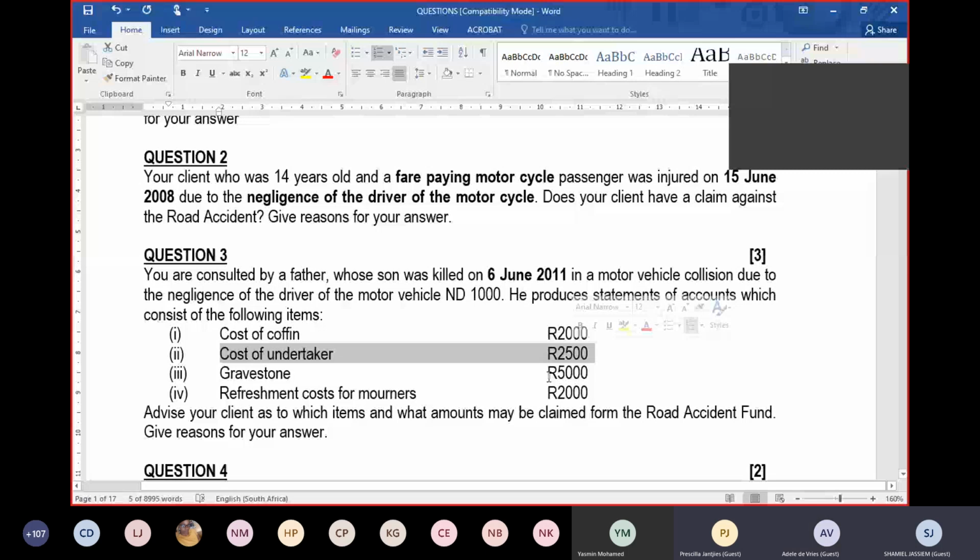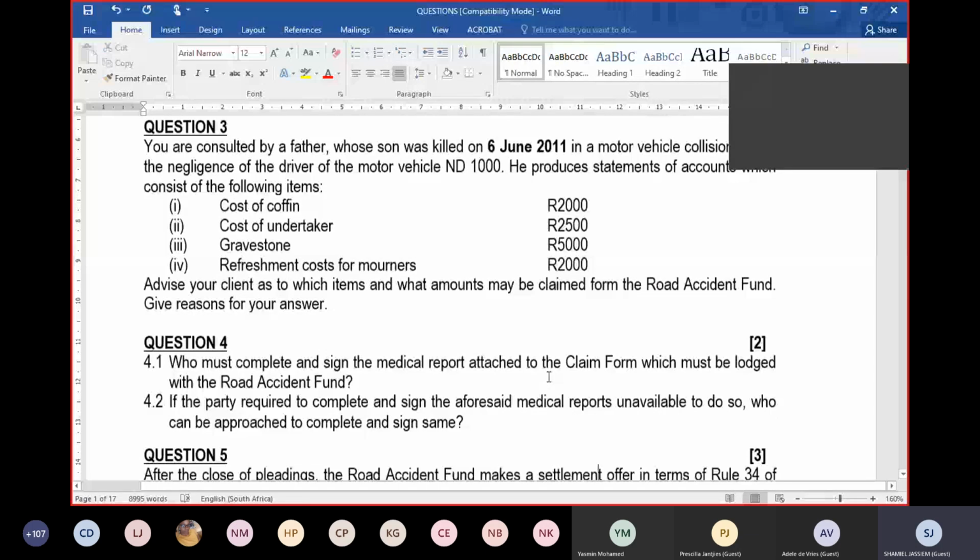Any questions? Sorry. Any questions regarding that specific question? Let's see. Let's look at question 4 as well.